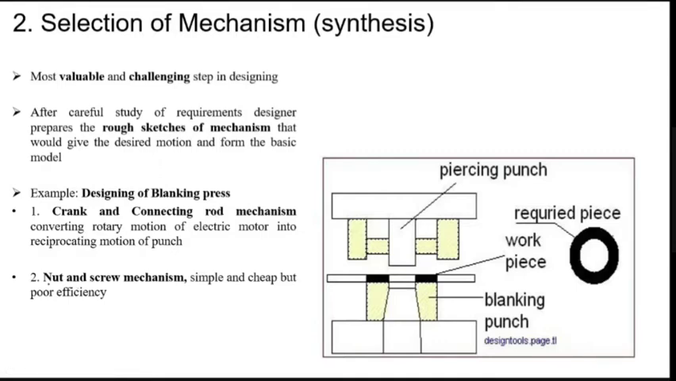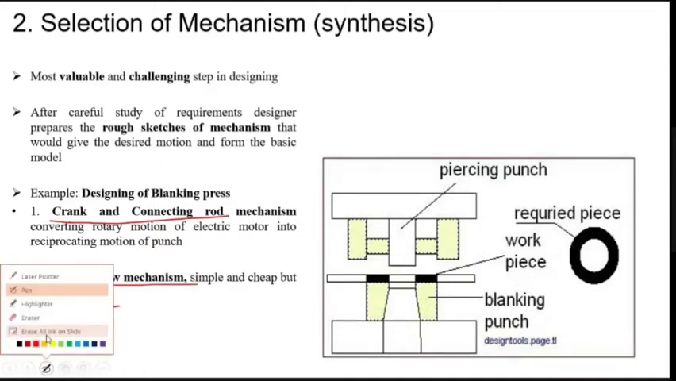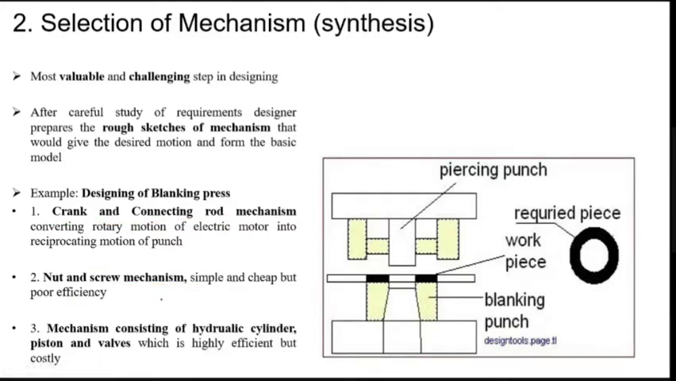Secondly, you can use the nut and screw mechanism, which is simple and cheap as compared to the crank and connecting rod, but has poor efficiency. Okay, so this is the second option you have. What is the third option? The third option is a mechanism consisting of a hydraulic cylinder, piston, and valves, which is highly efficient but costly. Now, my dear students, while selecting a mechanism, you have three options: crank and connecting rod mechanism, nut and screw mechanism, and a mechanism consisting of a hydraulic cylinder.